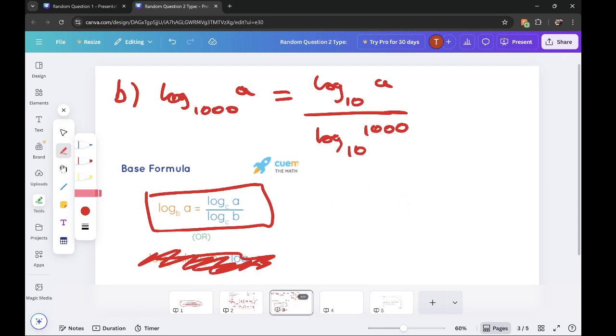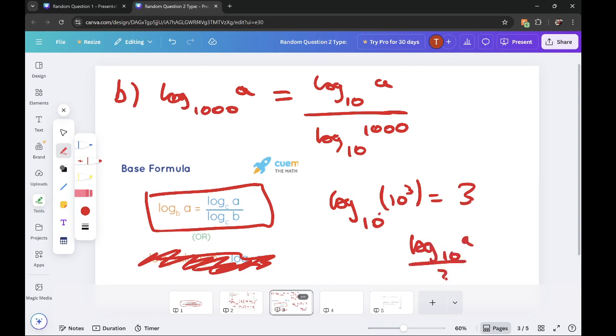So in this case, you're like, how are we going to do that? It's 10 and 1000. How does that work? Well, we can represent 1000 in a different way. 1000 is the same as 10 to the power of 3. So the base is the same as this value over here, which means the logarithm cancels out and you get 3. Bam. So you're just left with log base 10 of a over 3.